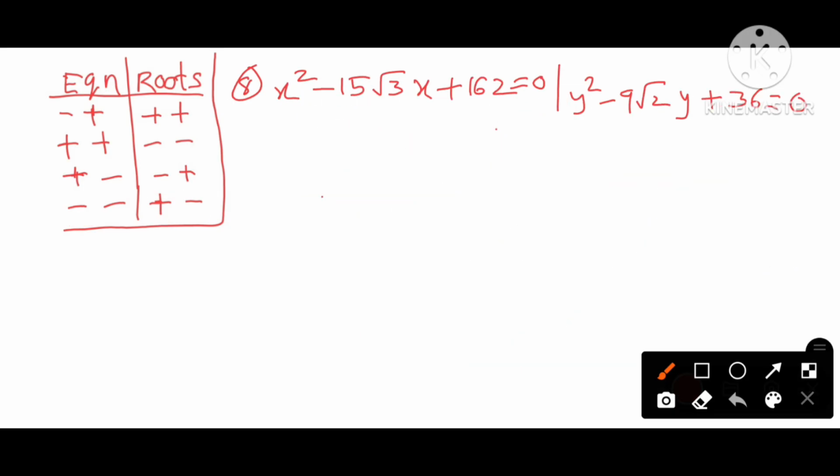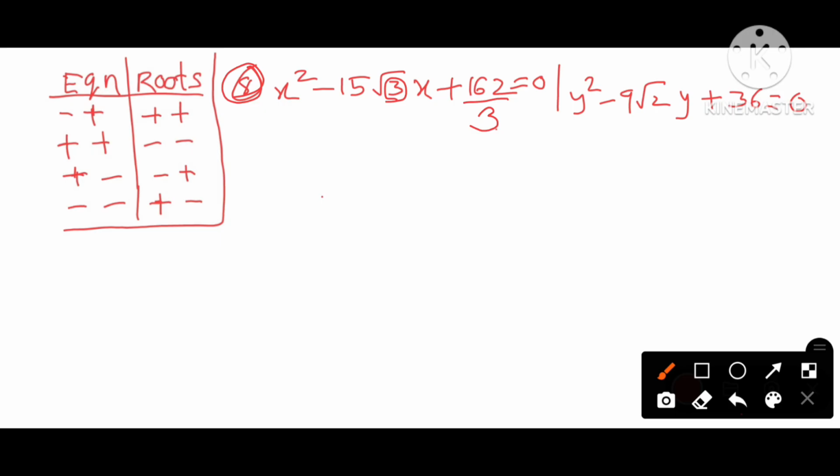Now we are going to see question number 8. In question number 8, we see the quadratic equations having roots also: root 3, and here we see root 2. For this type of questions, first we see the value inside the root is 3. Take that 3 and keep that 3 in the denominator of 162.